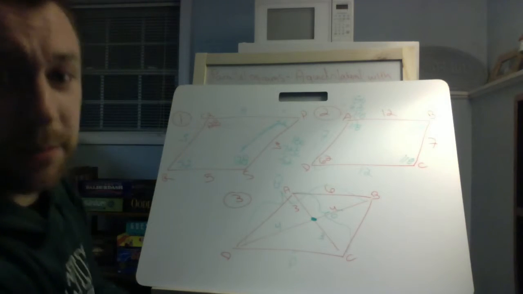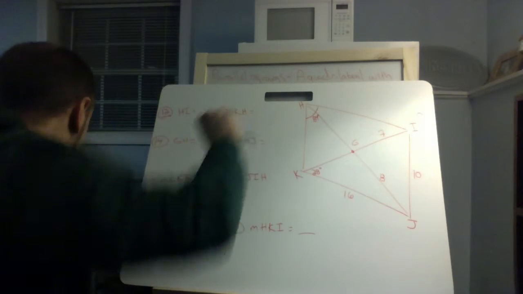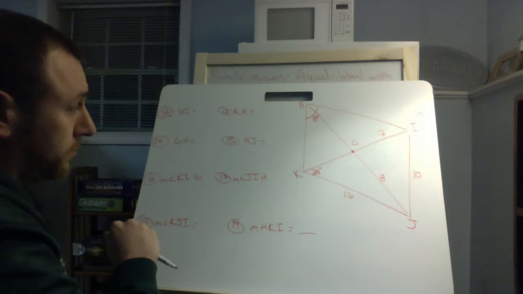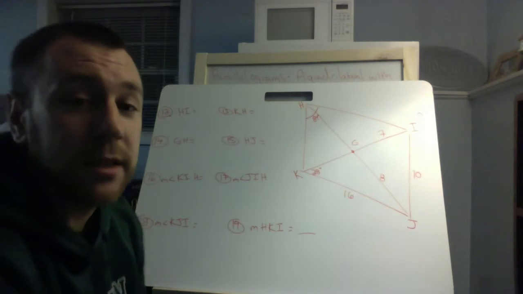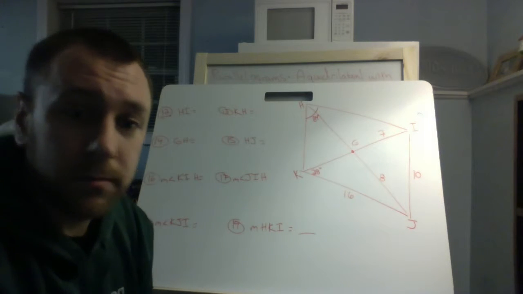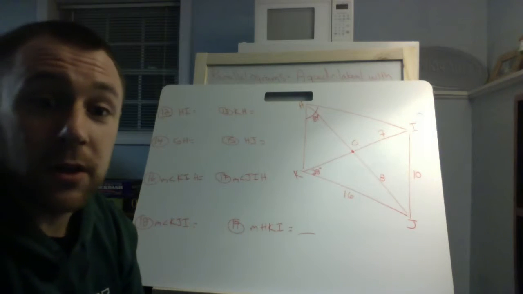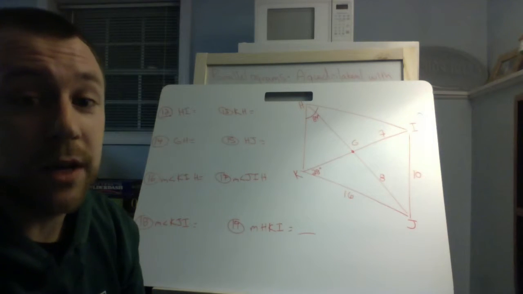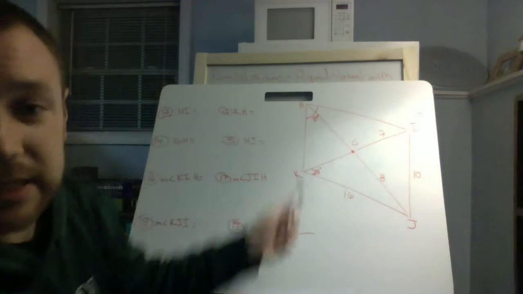So the second example I gave you is analyzing a picture and using the correct geometric symbols. The first thing we want to do is look and label stuff that we know. Okay, so I noticed that I got some outside sides here.